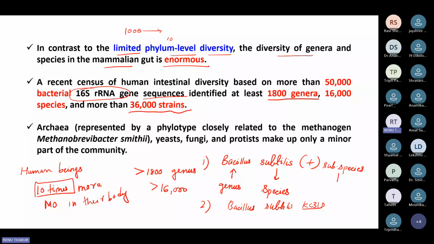Microorganism will be 10K. So this is clear. Now, out of those 10K microorganisms, or 10x time microorganisms, there may be 36,000 different strains. Archaea represented by a phylotype closely related to methanogen, yeast, fungi, and protist make up only a minor part of the community. The major ones are these two, firmicutes and bacteroidetes.